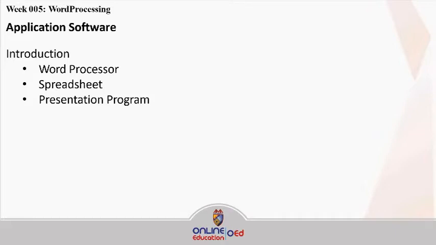Okay, so we have here the list of the application software. We have the word processor, the spreadsheet, and the presentation program. We have different tools used for word processor, but the most common is the MS Word. Same with the spreadsheet, the most common is the MS Excel, as well as in the presentation program, we have the MS PowerPoint.